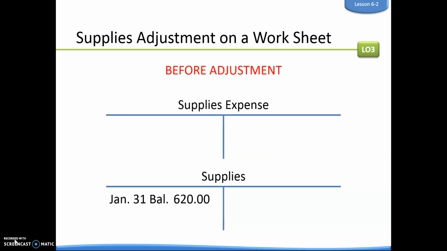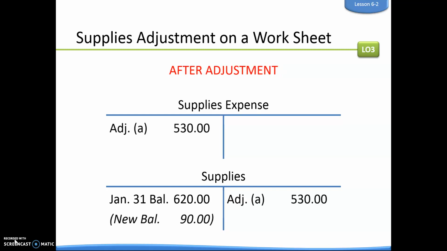Before the adjustment, our supplies balance was $620. Okay, but remember, Mr. Delgado just counted our supplies and it says we have $90 on hand. So this is our new balance. In order to figure out how much we used during the month, we take our balance and subtract out our new balance, and that's our adjustment. So $530 worth of supplies were used.